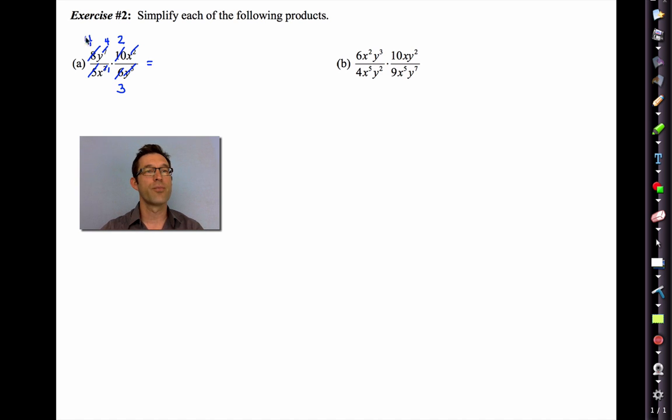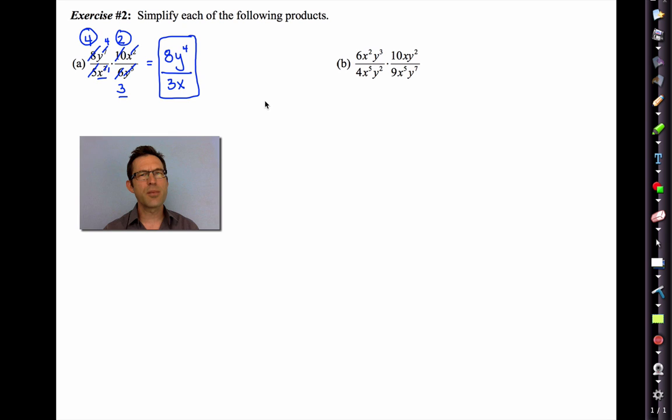Now I have to be careful. I want to multiply this 4 by this 2. That's going to give me 8. That 4 is just the exponent on that y, so that's going to be 8y to the 4th. And here I've got this 3 and this x to the 1st. And that's my final answer: 8y to the 4th divided by 3x to the 1st.